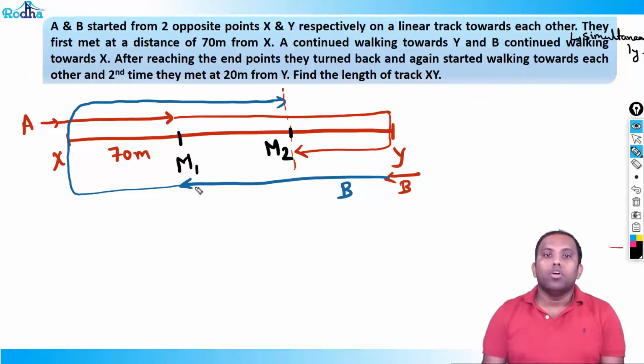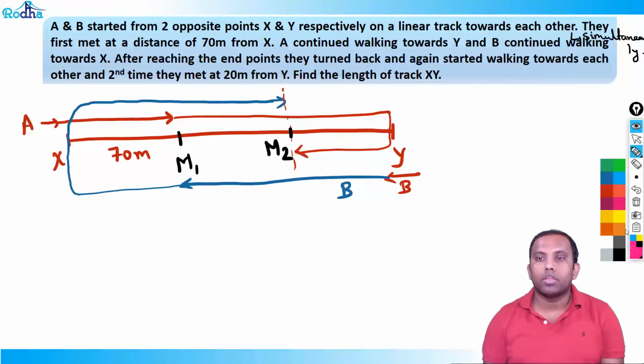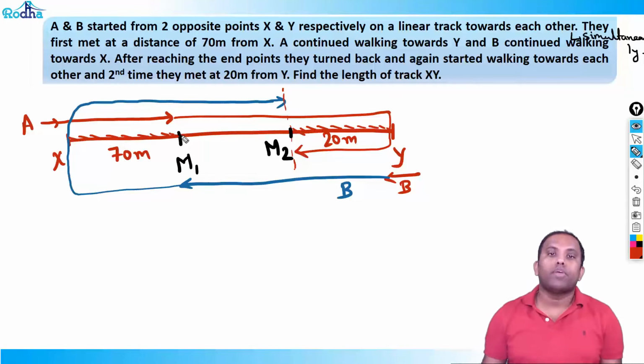If this is the second meeting point M2, then it happens 20 meters from y. This distance is 20 meters, and this distance is 70 meters. We have to find the length of track xy.